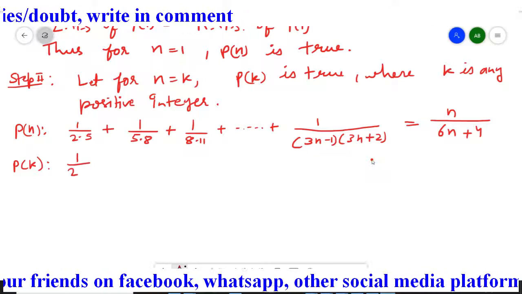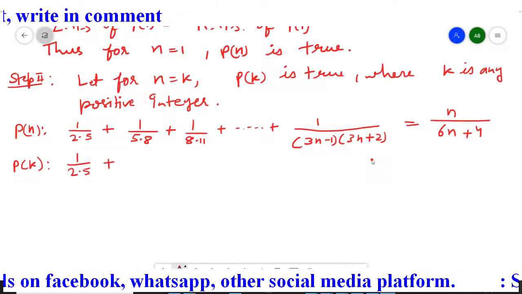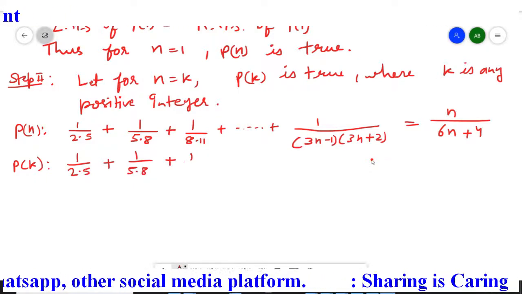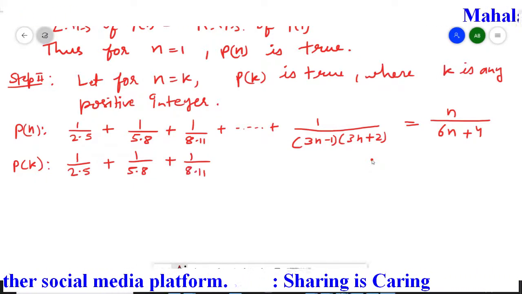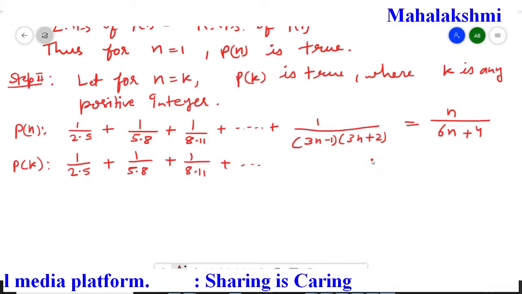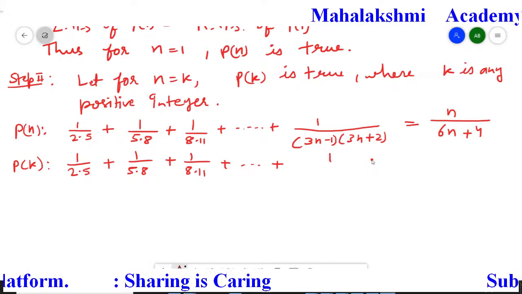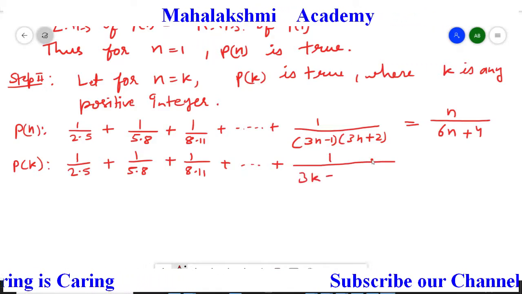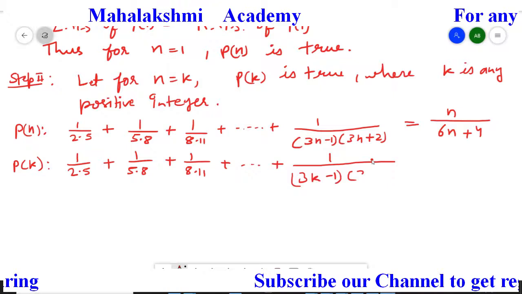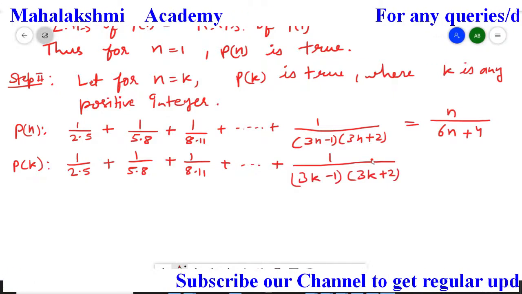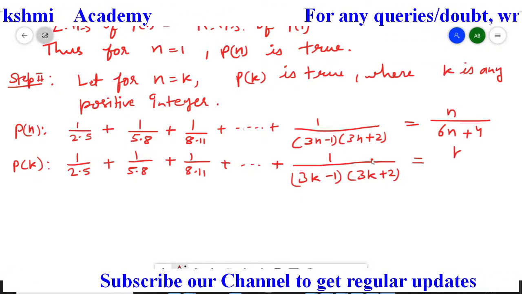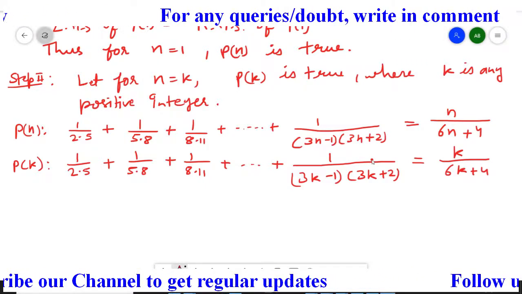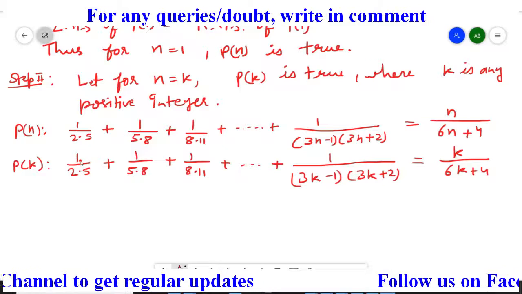So it's going to be 1 upon 2 multiplied by 5, same as it is, going to write down 5 plus 1 upon 8 multiplied by 11 plus it's extended up to 1 divided by 3k minus 1, then bracket 3k plus 2 is equal to k upon 6k plus 4. So students, what I have done, I hope it's clear to you.